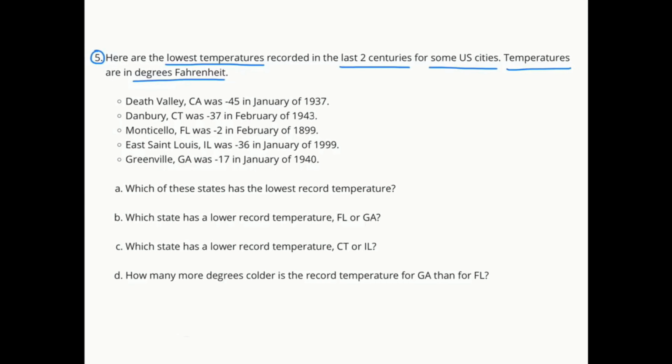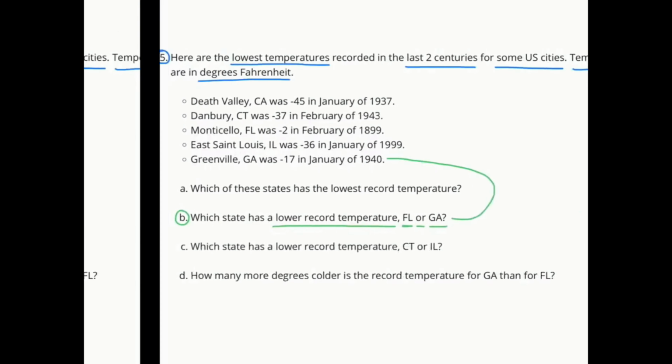Number 5. Here are the lowest temperatures recorded in the last 2 centuries for some U.S. cities. Temperatures are in degrees Fahrenheit. A. Which of these states has the lowest record temperature? California's Death Valley would have the lowest record temperature, as Death Valley's lowest temperature was negative 45, and negative 45 is further below zero than any of the other temperatures.